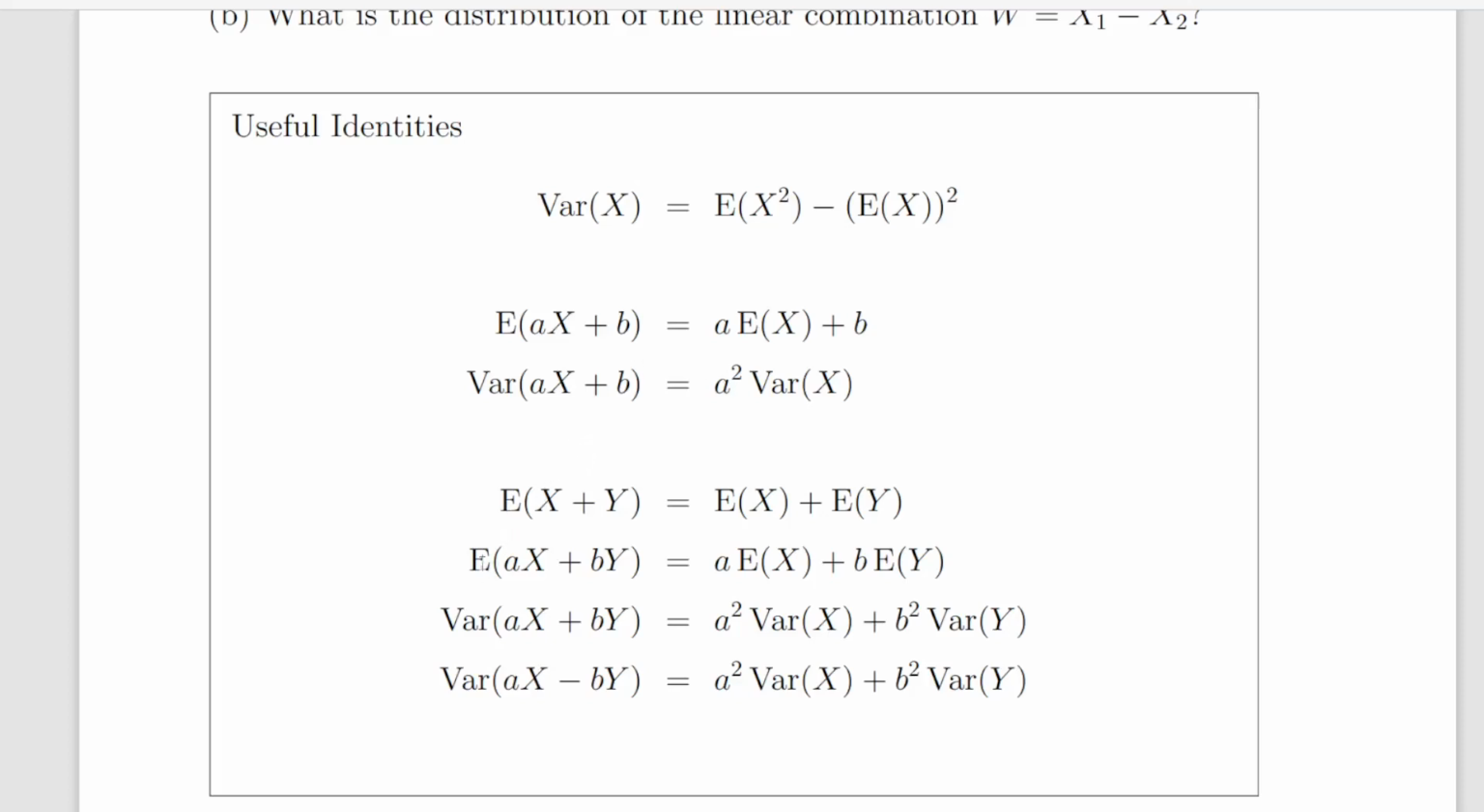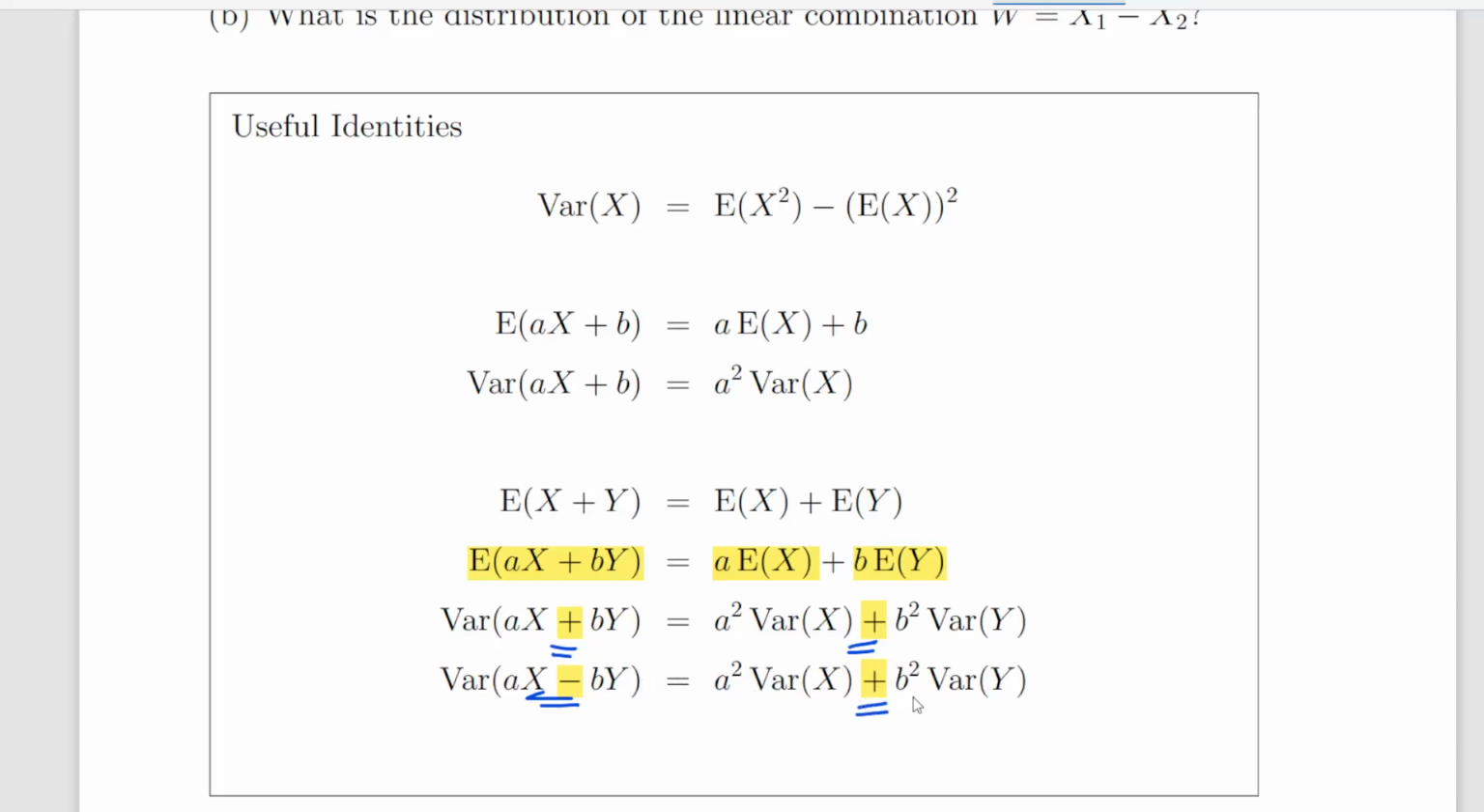Here is one that we might be using, the expected value of ax plus by. That is a times E of x, the expected value of the x variable, plus b times the expected value of y. Straightforward enough, we just separate it out like that. Now, the variances: we have two here, the variance of ax plus by and the variance of ax minus by. They work out to be the same expression, a squared times the variance of x plus b squared times the variance of y, no matter if we're dealing with the difference or the sum of the two. So it doesn't really make any difference.